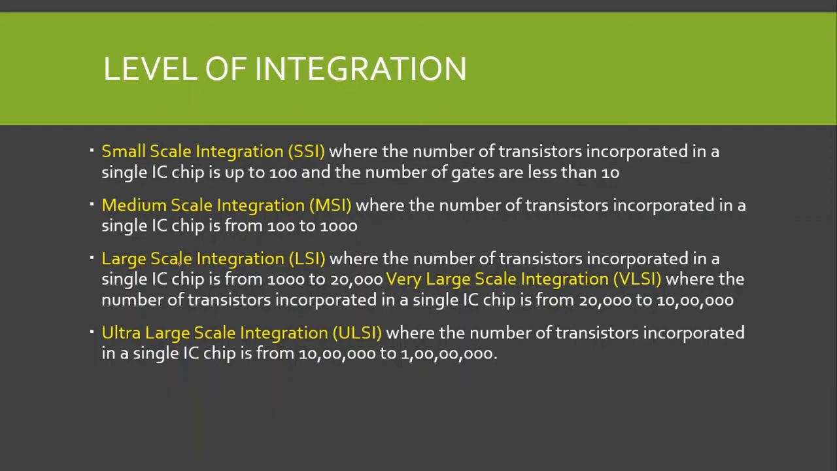The next is the large scale integration, or LSI. In LSI, the number of transistors incorporated are from 1000 to 20,000. And then we have the very large scale integration, which is the VLSI. In VLSI, the number of transistors incorporated in a single chip is from 20,000 to 10 lakhs. And finally, we have the ultra large scale integration, which is called the ULSI. In the ULSI, the number of transistors incorporated in a single IC chip are from 10 lakhs to 1 crore.